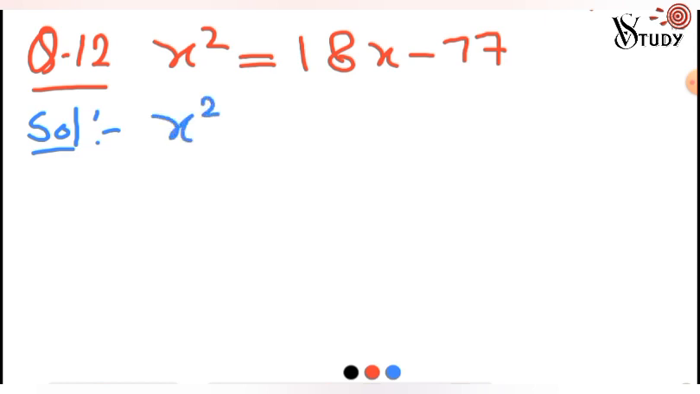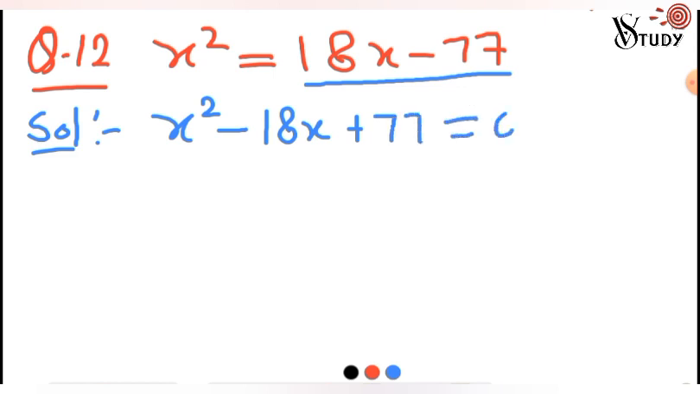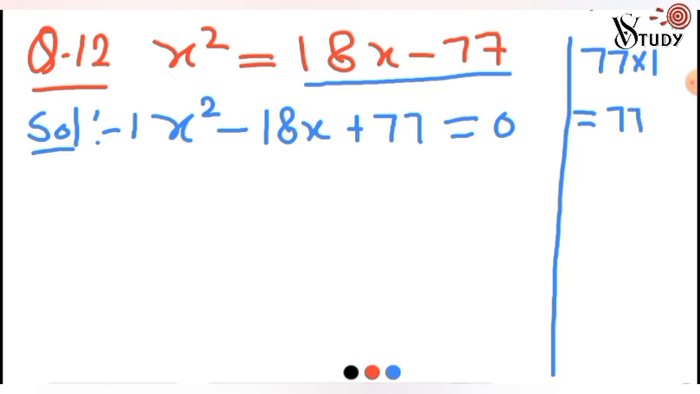X square, take both these values to the left hand side. When 18x, which is positive on the right hand side, is transposed to the left hand side, it becomes negative 18x, and negative 77 becomes positive 77, equal to 0. Now we have to multiply the coefficient of x square and the constant term. The constant term is 77 multiplied by 1, that is 77.